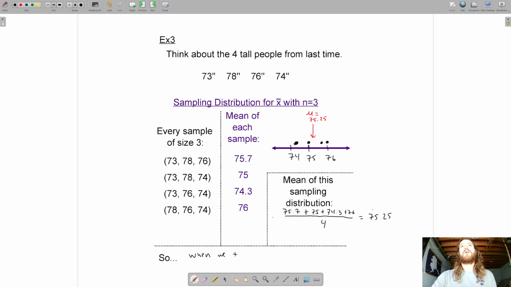When we increase sample size, comma, the variability of our statistic decreases. Beauty.